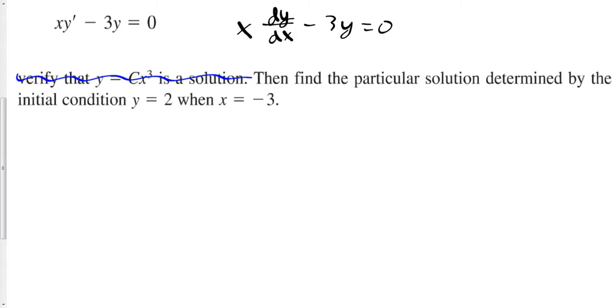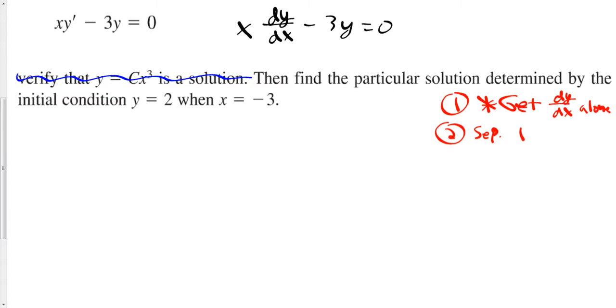And really what you want to do is, maybe we should make these steps: step 1, get dy dx alone. And then maybe step 2 should be separate the x's and the y's. And then step 3 would be antiderive, or integrate both sides.